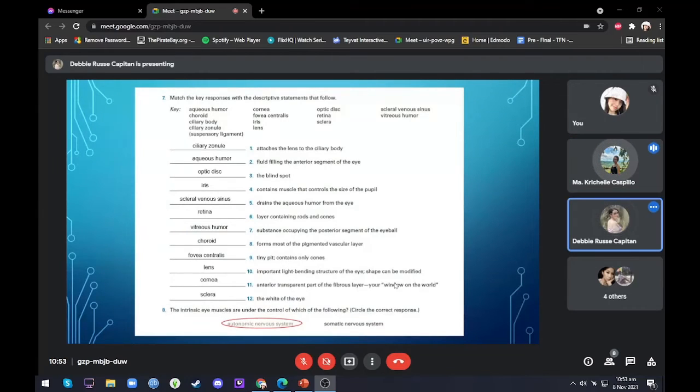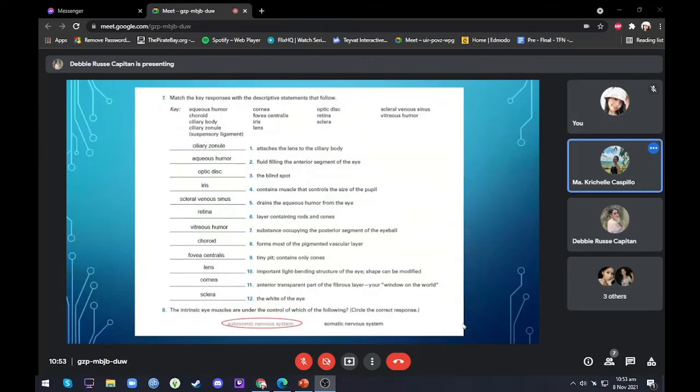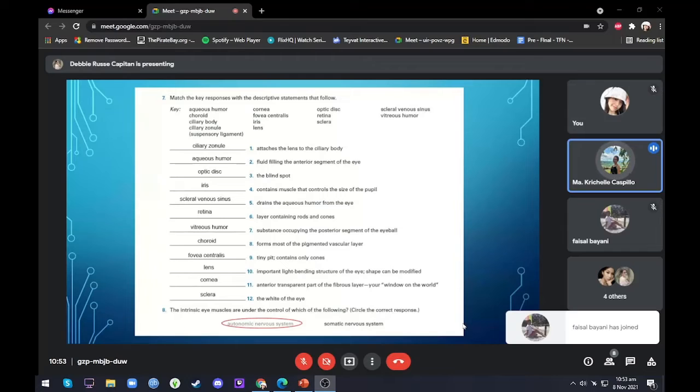Number 7. Match the key responses with the descriptive statements that follow. Number 1. It attaches the lens to the ciliary body. Our answer is ciliary zonule. Number 2. Filling the anterior segment of the eye, which is the aqueous humor. Number 3, the blind spot, which is the optic disc. 4, contains muscle that controls the size of the pupil, which is the iris. 5. Drains the aqueous humor from the eye, which is the scleral venous sinus.